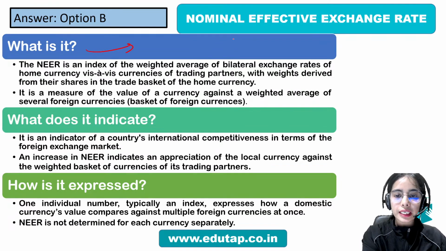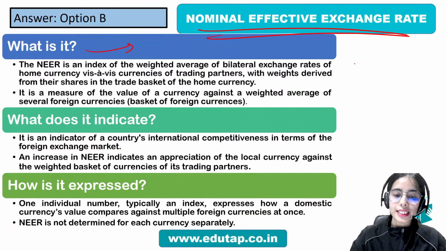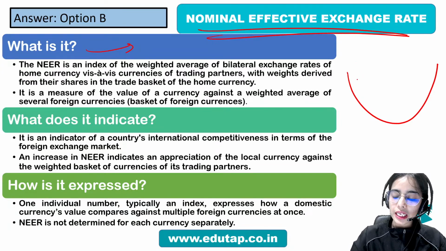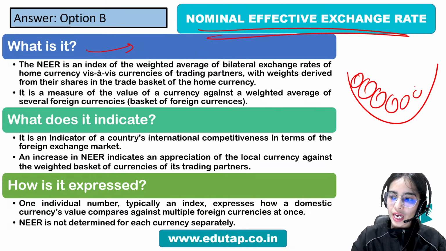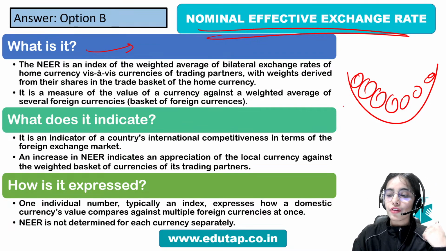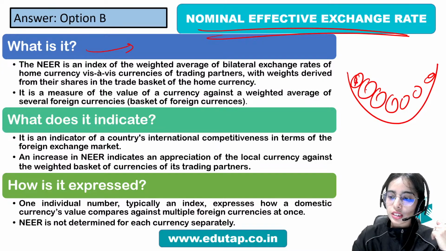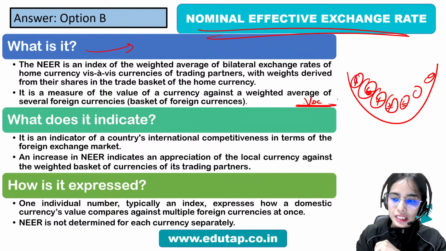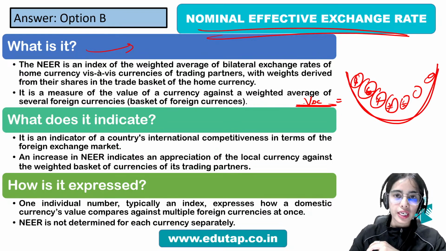So NEER, the nominal effective exchange rate, is an index where we are taking a basket of different currencies. We are trading with the US, China, Russia, Japan. So let's say the dollar, the euro, the Japanese yen, the Chinese renminbi or yuan, and the pound sterling. We try to see the value of the domestic currency against this basket, and a weight is provided to each currency.